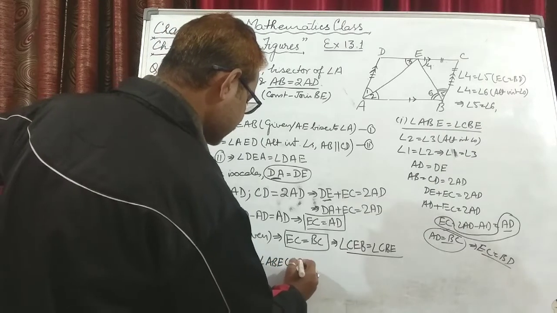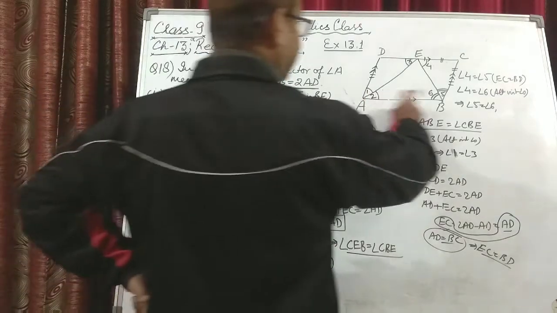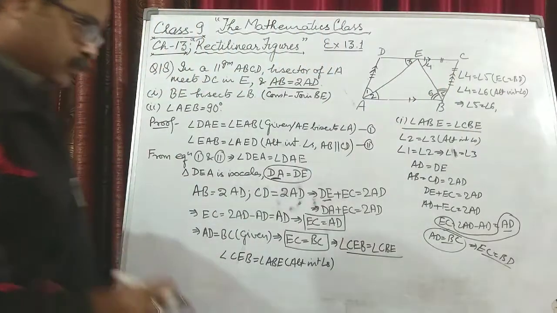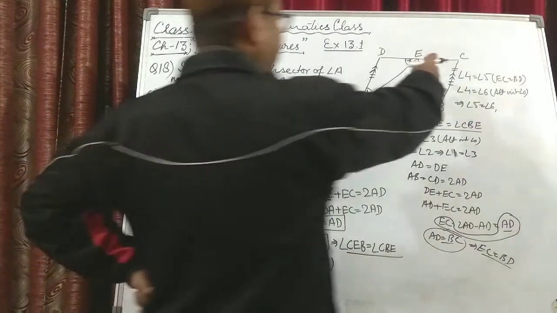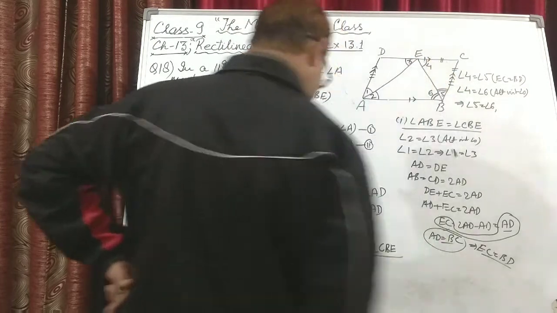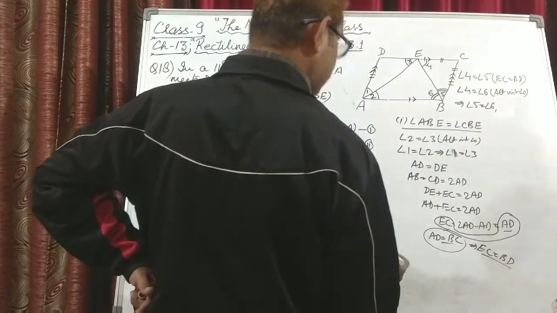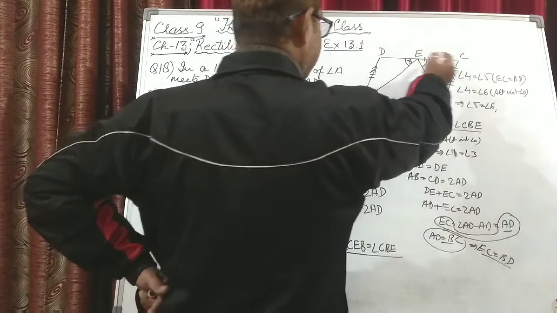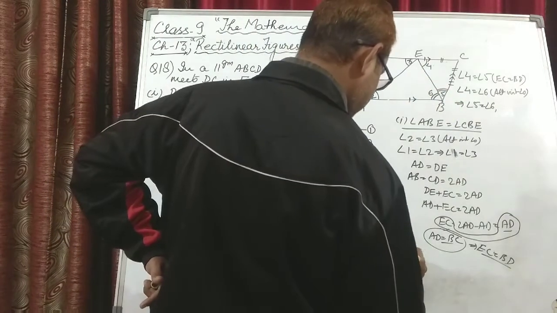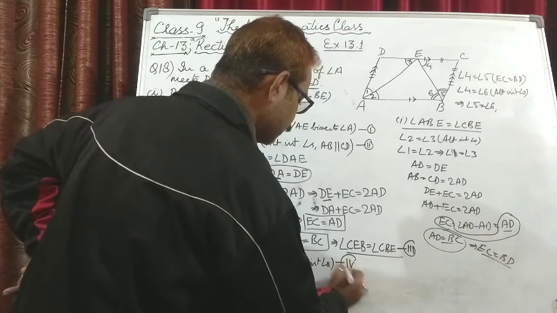Why? Because they act as alternate interior angles. It is given, what is given? That AB and CD are parallel, so angle 4 and angle 6 will be equal because they act as alternate interior angles. Now angle 4 is equal to 5, and angle 4 is equal to angle 6 also. Here we have proved angle CEB, that was angle 4, is equal to CBE, that is 5. And here again we are proving CEB is equal to ABE. So let this be equation number 3 and let this be equation number 4.